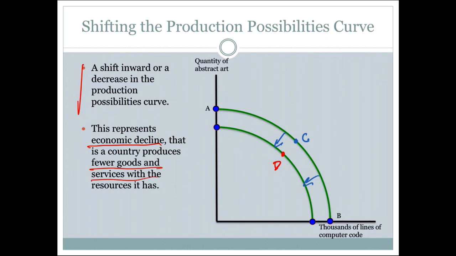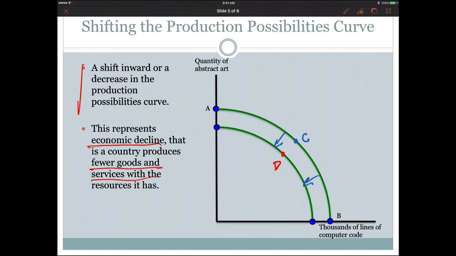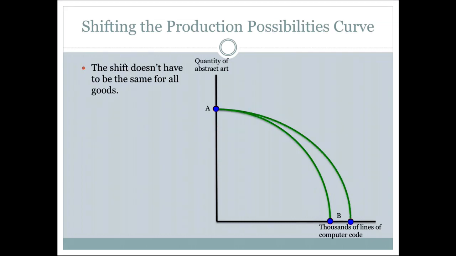Now, when we shift production possibilities curves, it doesn't always necessarily have to be the same amount of shift. Suppose, and we'll talk about these on the next slides, we had some sort of innovation or change that just affected our ability to write computer code. This would make sense, right? Maybe we developed some faster computers, and it might not affect our ability to produce abstract art. So the shift of the PPC curve does not always have to be the same for both goods.